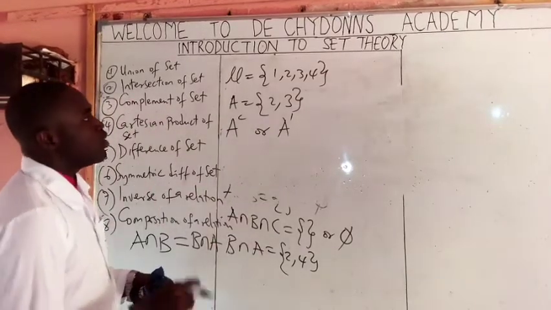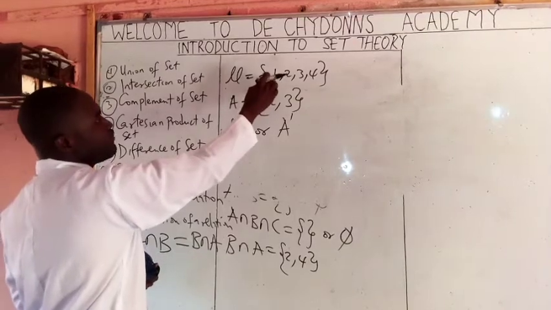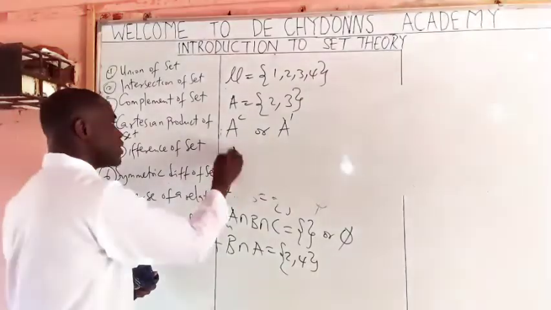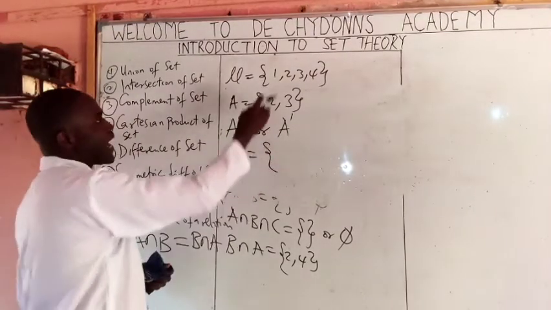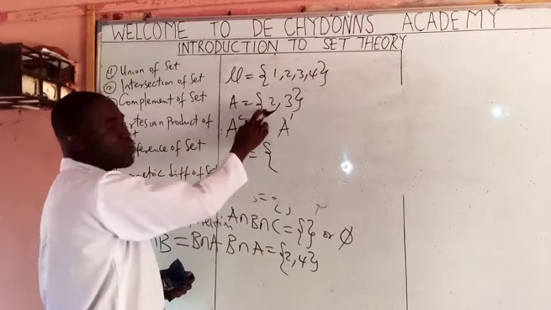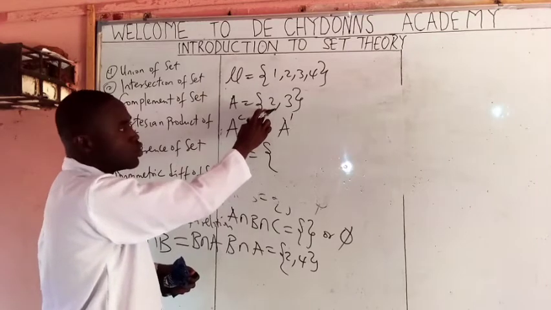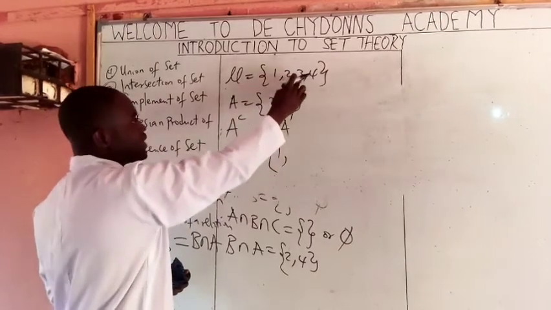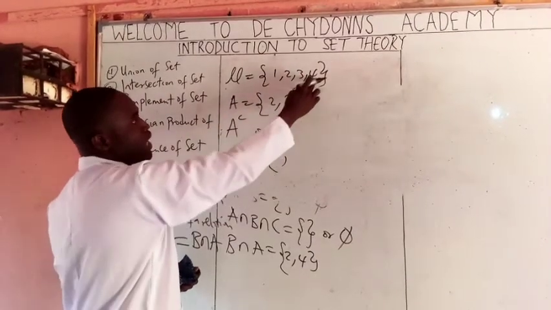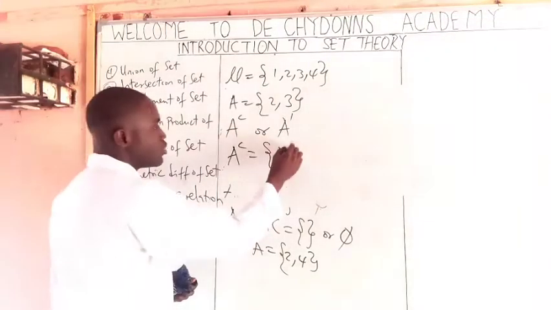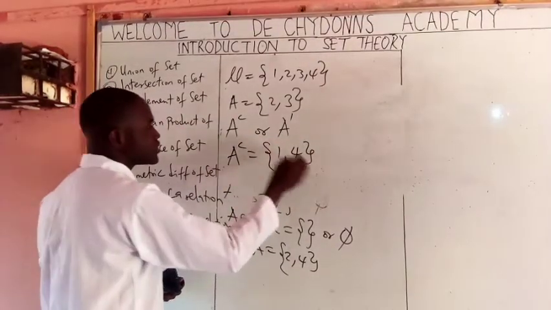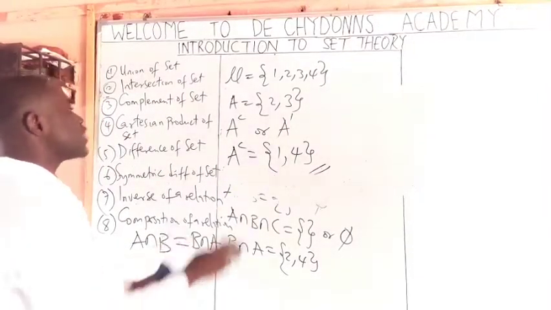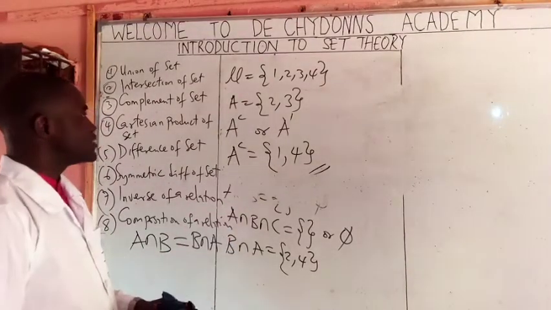It simply means, what element can you see in the universal set, but you cannot see in the given set? You say A complement equals, I can see 1 in the universal set. Can I see 1 in subset A? No. I write 1. I can see 2. Can I see 2 in A? No. I can see 3, I will not write it. I can see 4. Can I see 4 in A? No. So I'll say 1, 4. This is A complement, 1, 4. So this is how to write the complement of a given set.